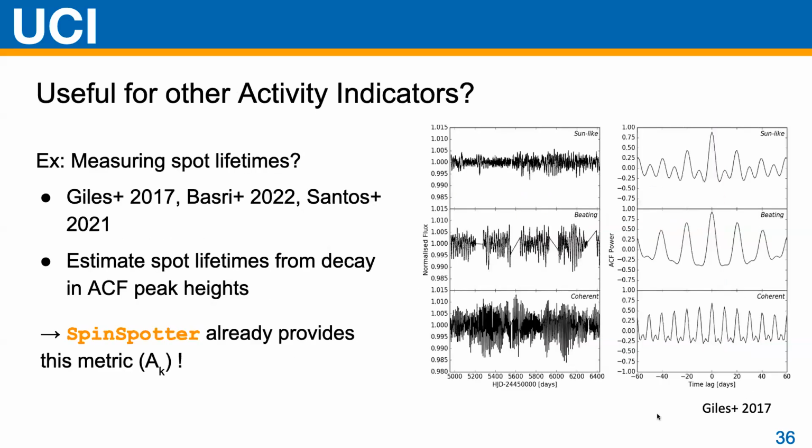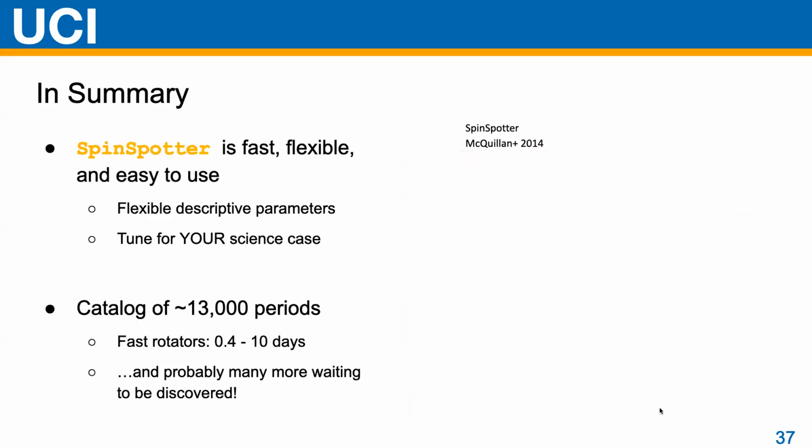And because SpinSpotter is flexible in what parameters it gets back to you, there's also the possibility to use it for other science cases. There's been some really interesting discussion about how to recover spot lifetimes from autocorrelation functions by looking at how quickly the height of the peaks decay. And SpinSpotter returns this metric, so you kind of get it for free. Now, this is also heavily affected by how your light curve is extracted and then cleaned, but there's opportunities to look at more than just the period. You can also explore other features of the stellar surface through SpinSpotter.